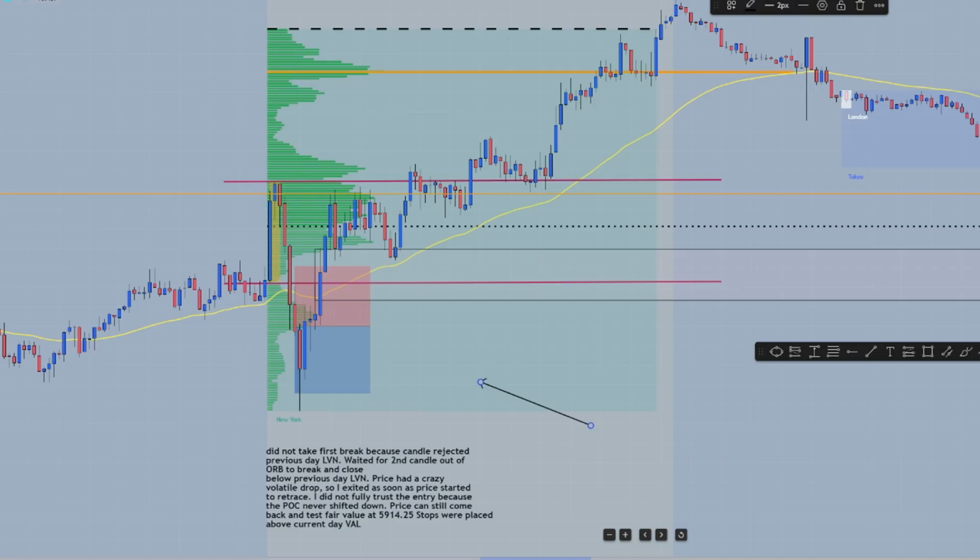And I do pay for data. I chart up on TradingView and I do pay for data. That's a very, very key thing. If you're going to be trading with volume profile, you need to have good real data, CME data.